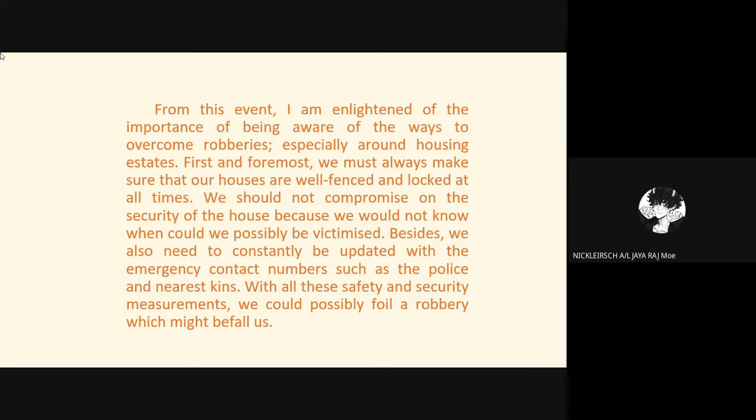From this event, I am enlightened of the importance of being aware of the ways to overcome robberies, especially around housing estates. First and foremost, we must always make sure that our houses are well fenced and locked at all times. We should not compromise on the security of the house because we would never know when we could possibly be victimized. Besides, we would also need to constantly be updated with the emergency contact numbers, such as the police and nearest kins. With all these safety and security measures, we could possibly foil a robbery which may befall us.